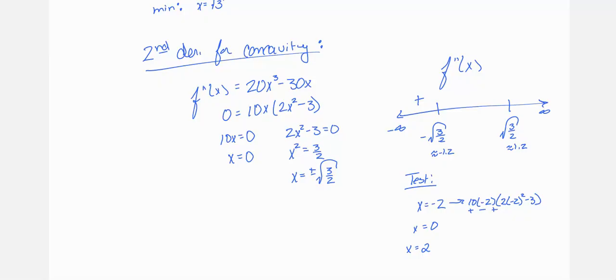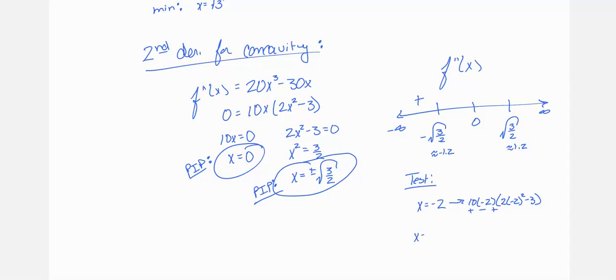When we plug 0 in, oh no, I forgot to put 0 as a critical number on here. I got so concerned with what was going on. I'm sorry, not critical number, possible inflection points. So let me correct what's going on here. I need 0 there, which means I cannot test 0. So let's test a -1. So if I plug in -1, I have 10 times -1 times 2 times -1 squared minus 3. So positive, negative, and this would end up being a negative, which would make that a positive here.